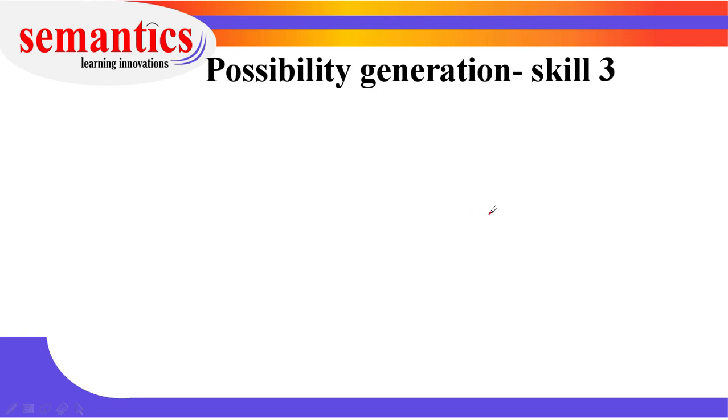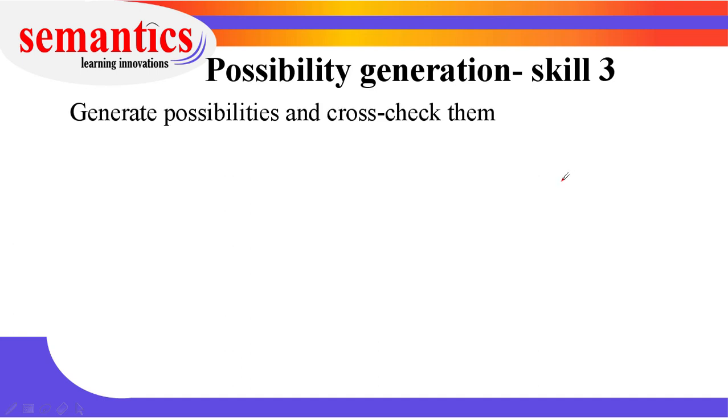It's called possibility generation. This is a harder skill. The previous two skills were easy. What you have to do is generate different possibilities, cross-check them with the condition given, eliminate the wrong ones, and what is left will be your answer.